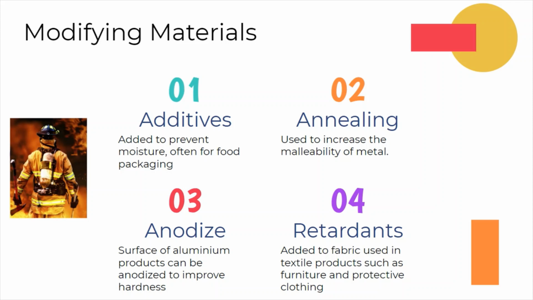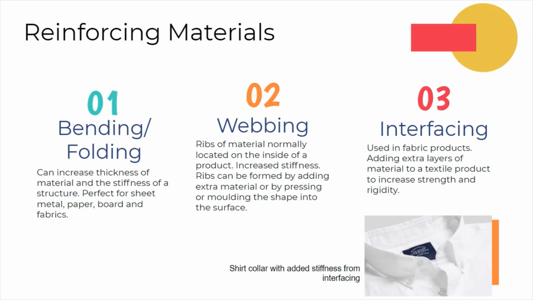Flame retardants may be added to fabrics used in textile products, for example, furniture covers or the protective clothing worn by firefighters. This reduces fire hazards by making the fabric more difficult to set on fire. Products may need to be reinforced, stiffened, or made more flexible so that they can achieve the properties that are needed for them.